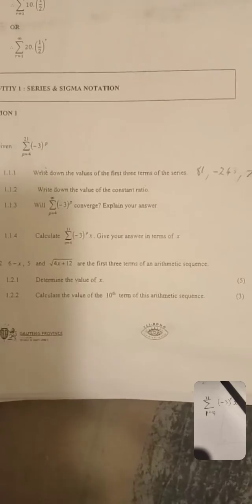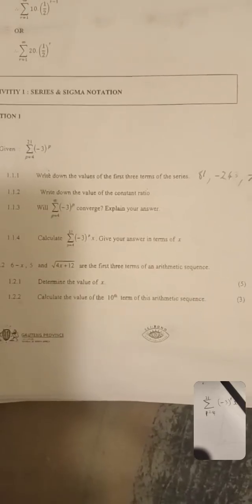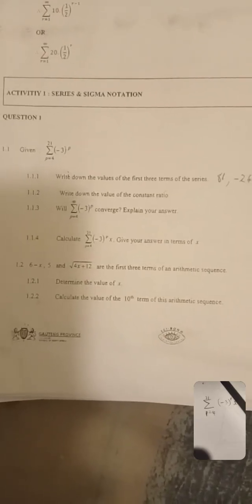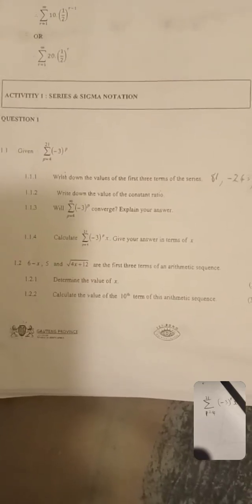Then 1.1.3 says will the infinite series converge. What they've done there is put infinity at the top. Why are they putting infinity at the top? Because remember, for a series to converge, firstly, it must be an infinite series. Secondly, it must also exhibit a constant ratio that is between -1 and 1.